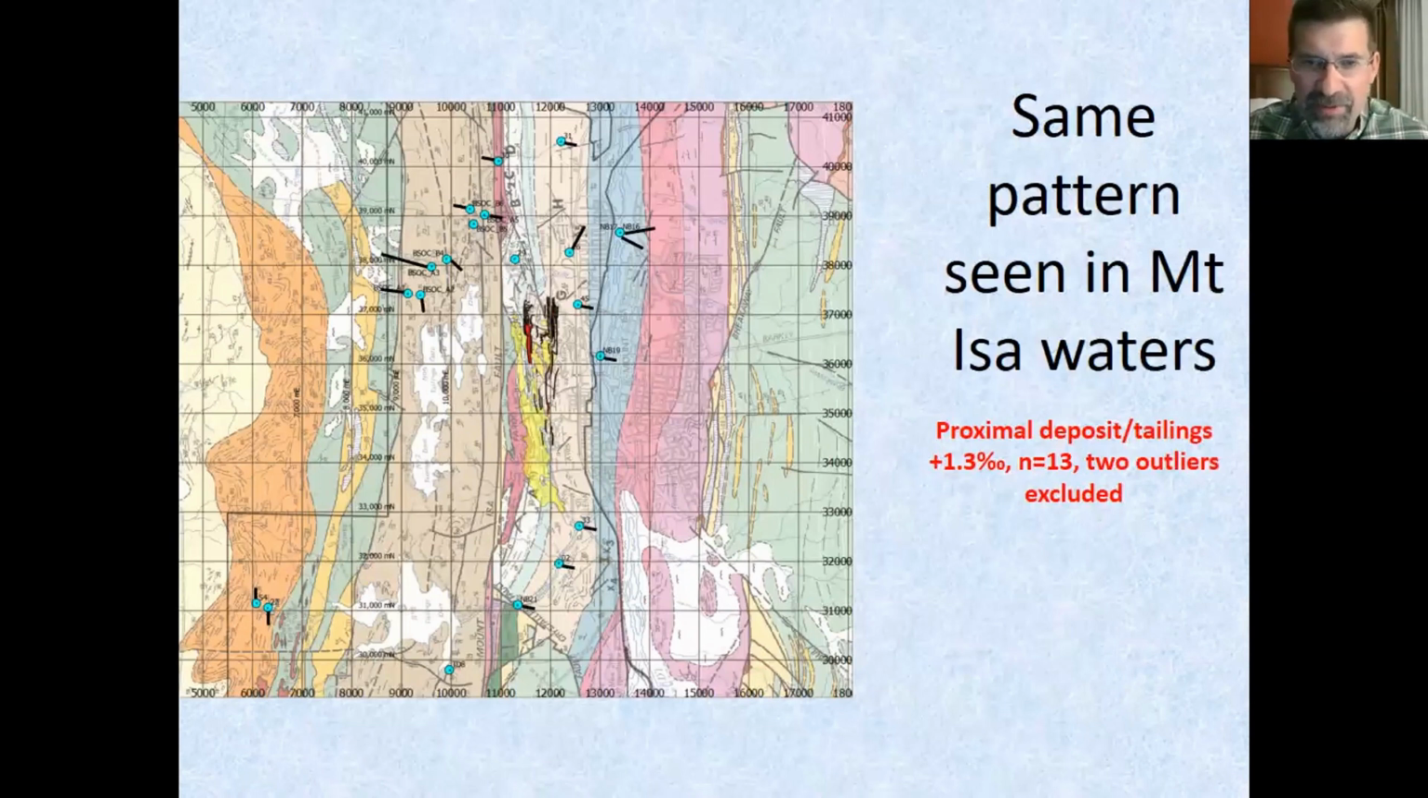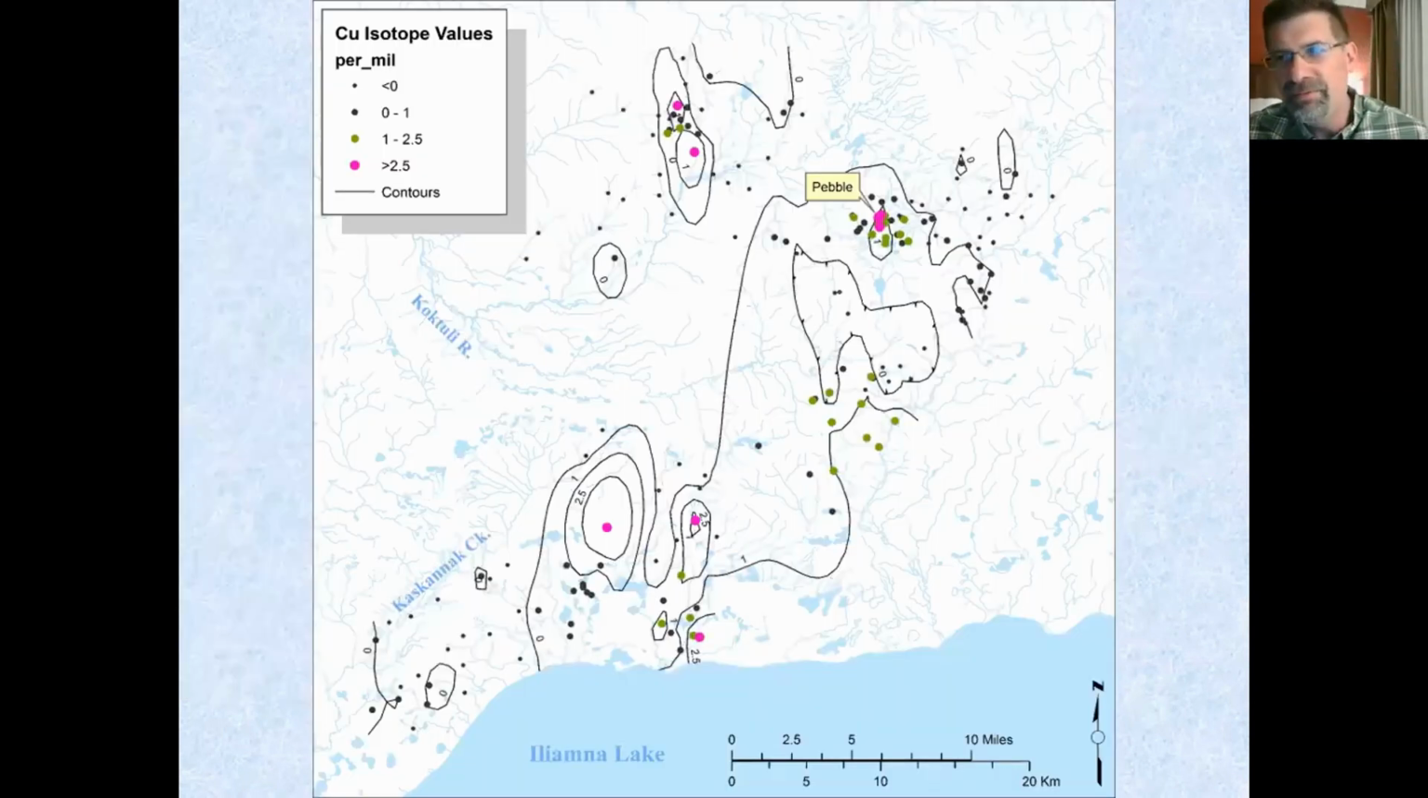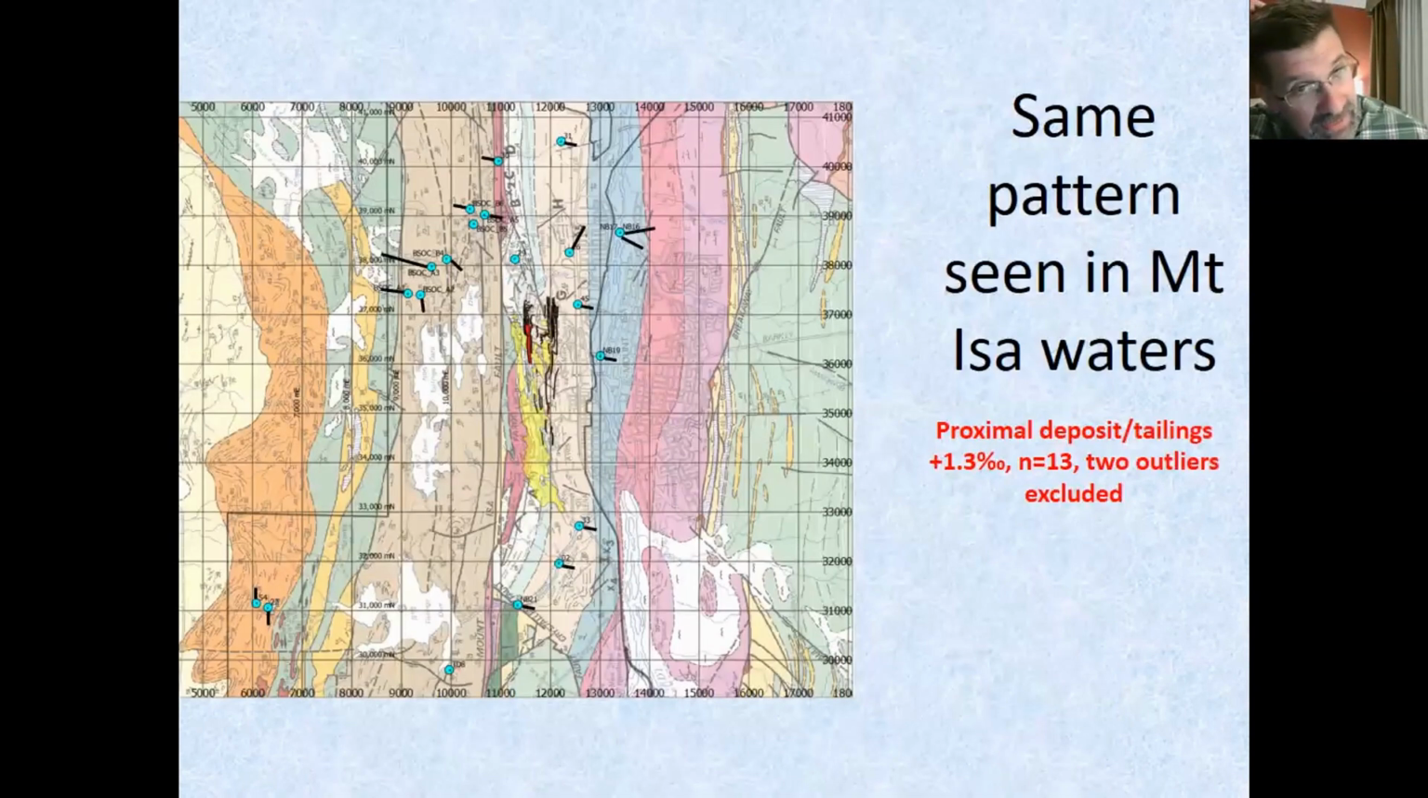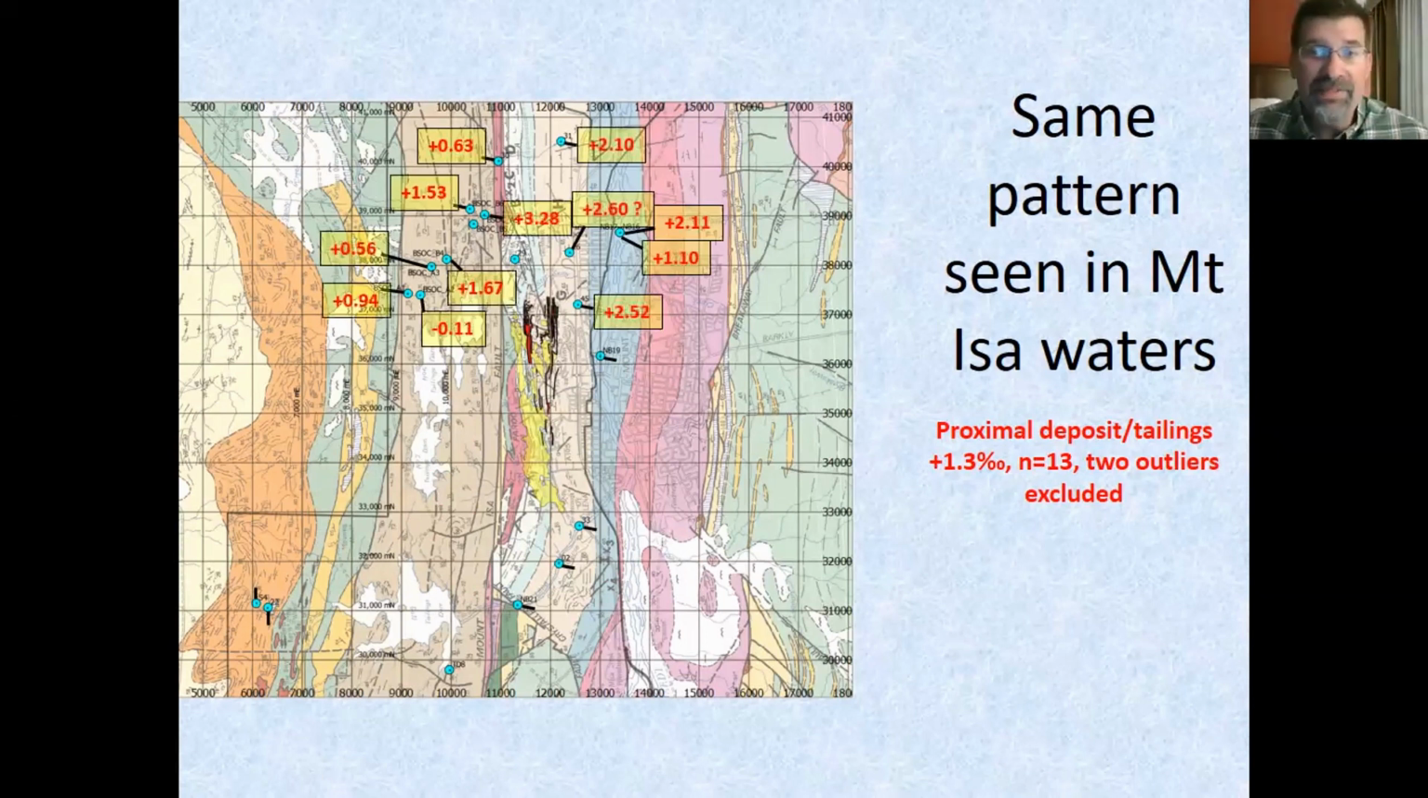We're also currently working on a project in Mount Isa. Here's a geological map of Mount Isa with groundwater sampling, along with some other types of water that we sampled just basically once in February, March, and then I think in April, when these samples were collected this year.